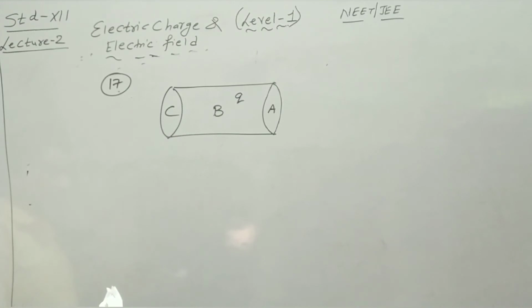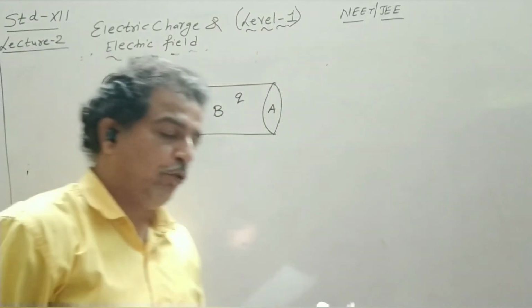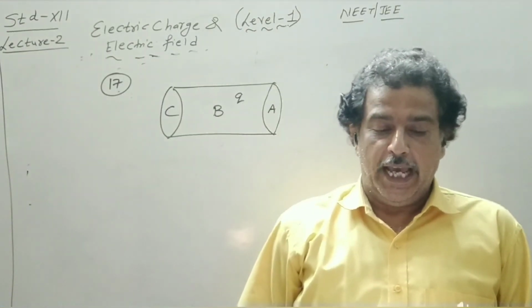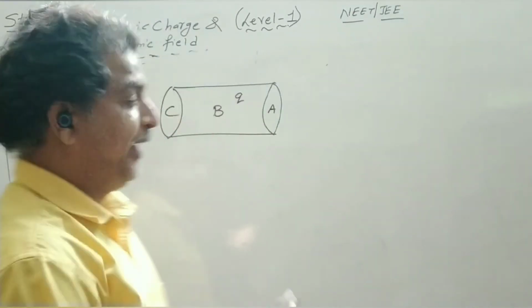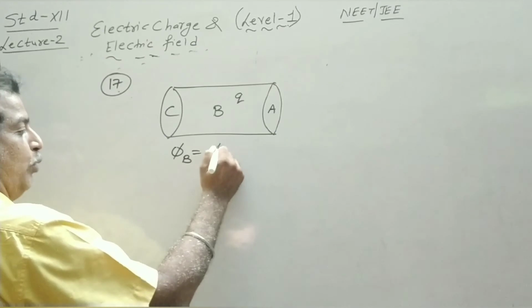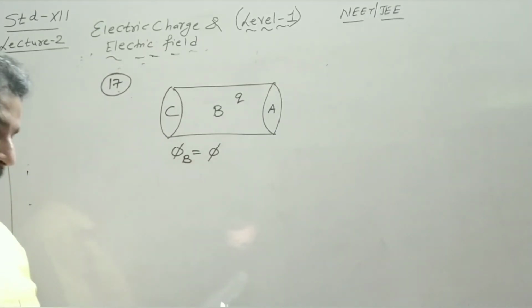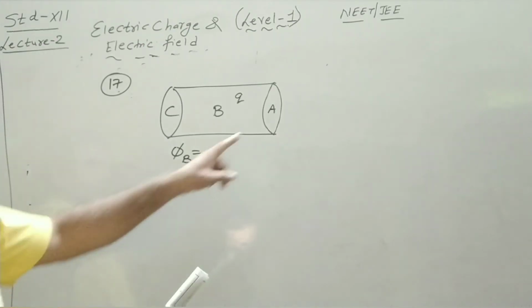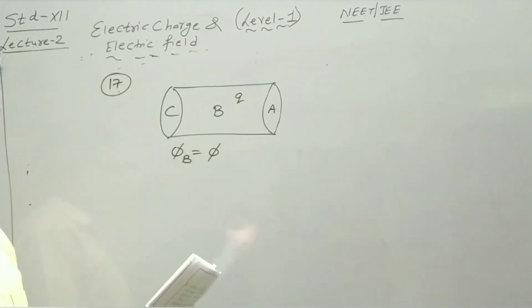If phi is the electric flux in the unit of volt-meter associated with the curved surface B, so it is given that phi of B is equal to phi. What is the flux linked with the plane surface A in the unit of volt-meter?